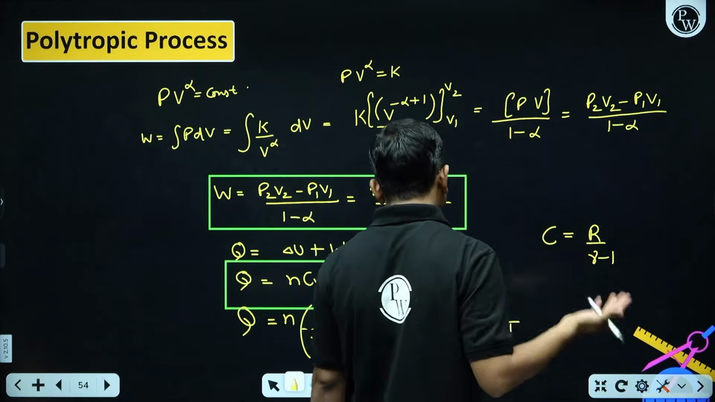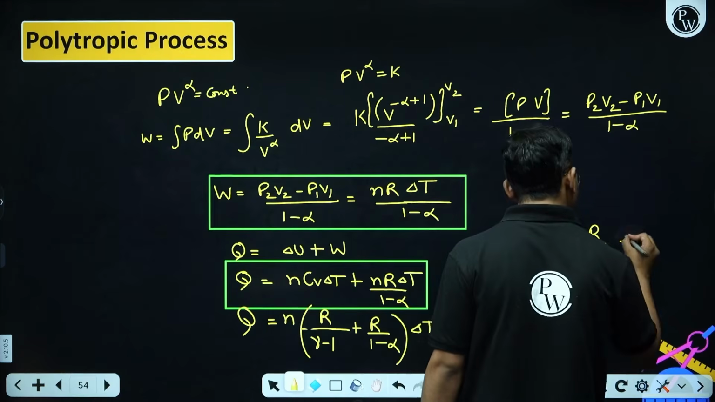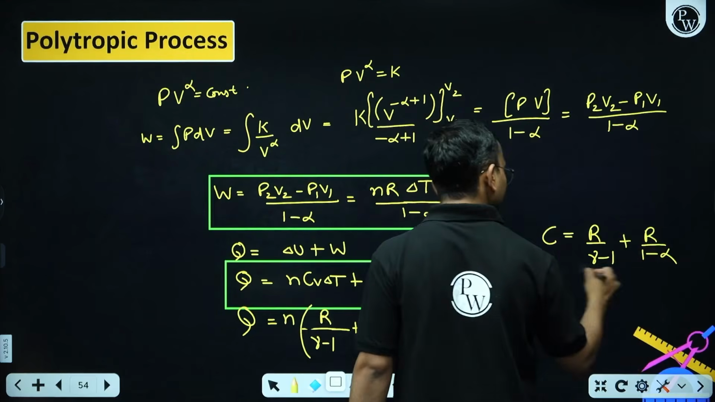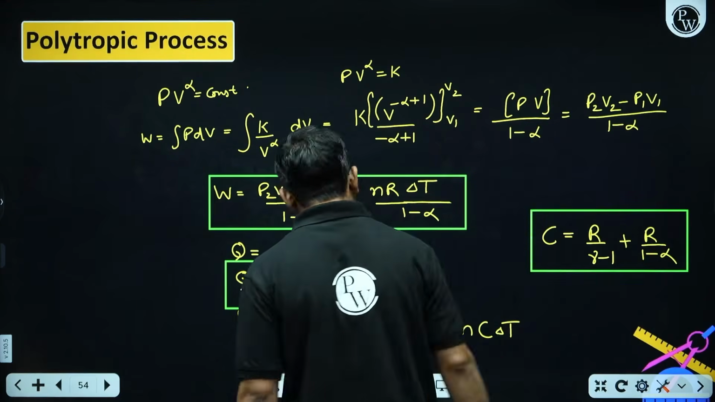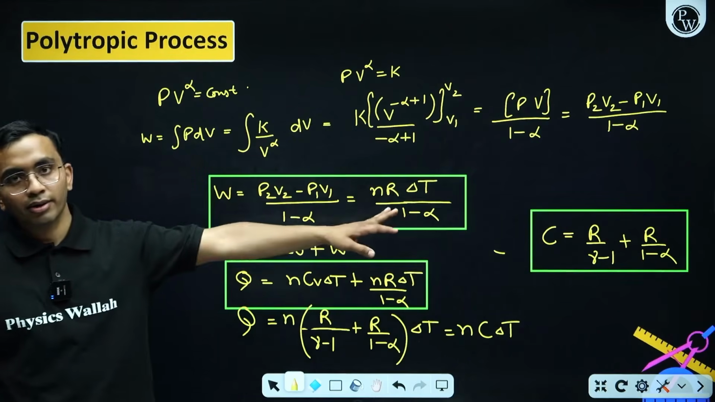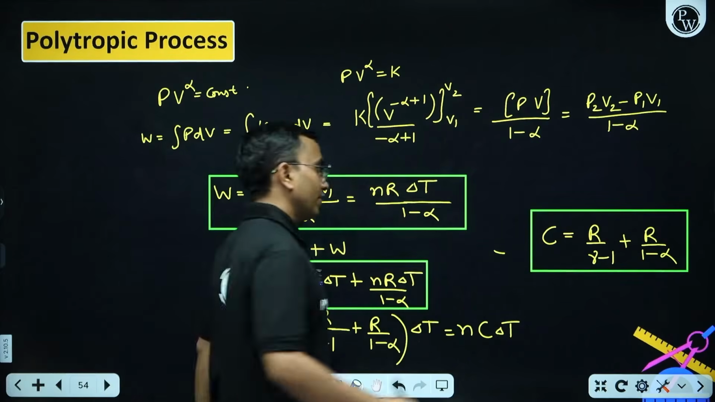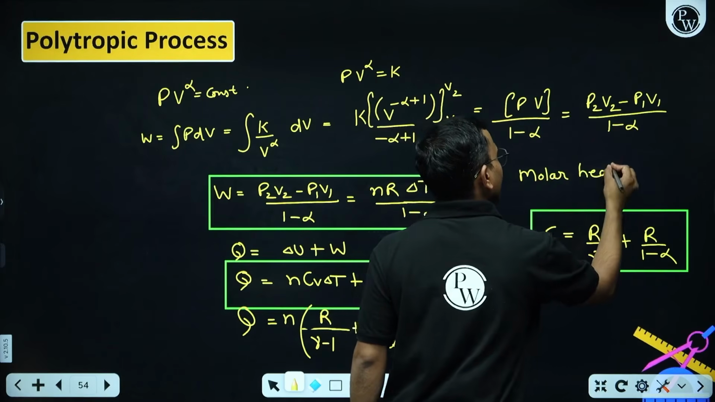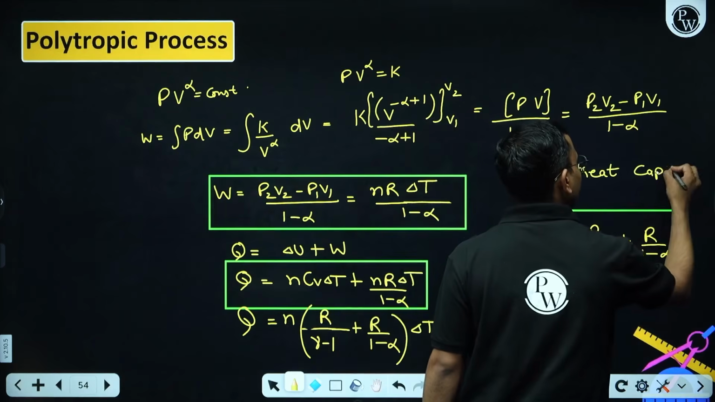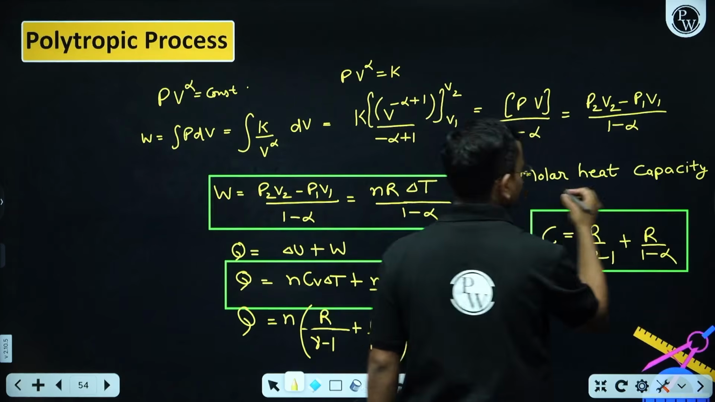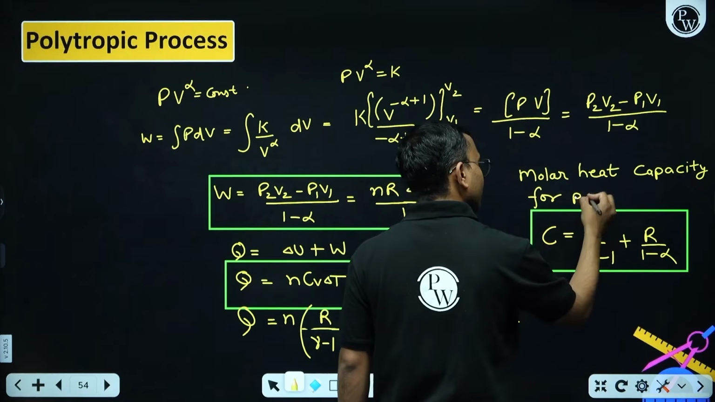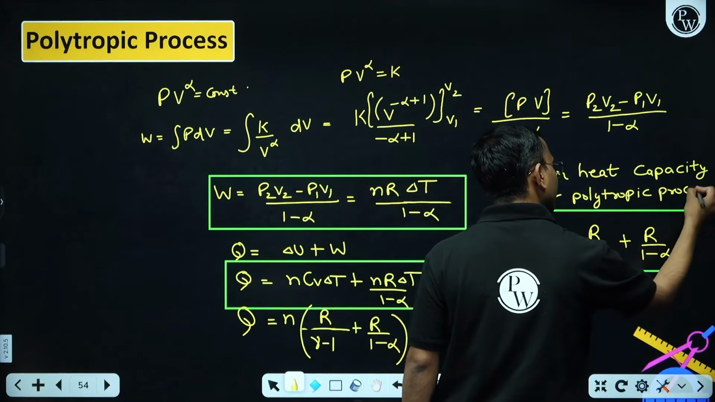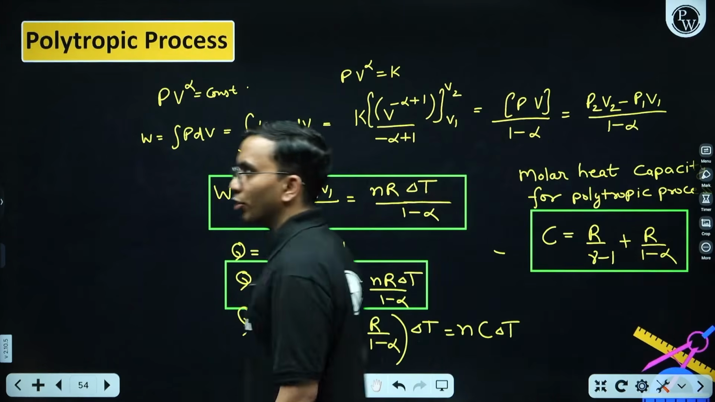or you may write it as minus R upon alpha minus 1. Anyways, this becomes the molar heat capacity for the polytropic process, and this is required. This is asked. Okay, so this is the polytropic process.